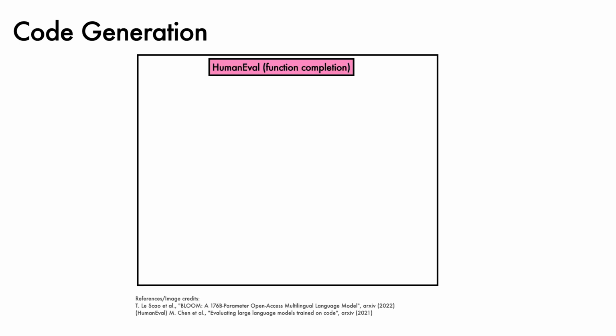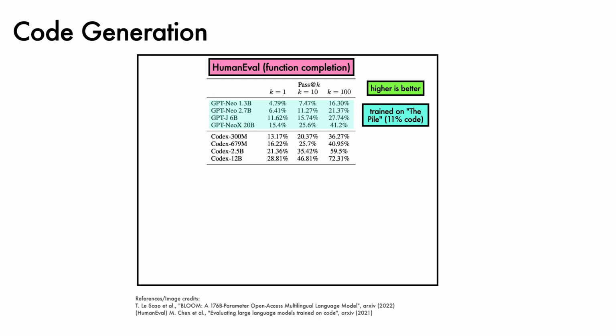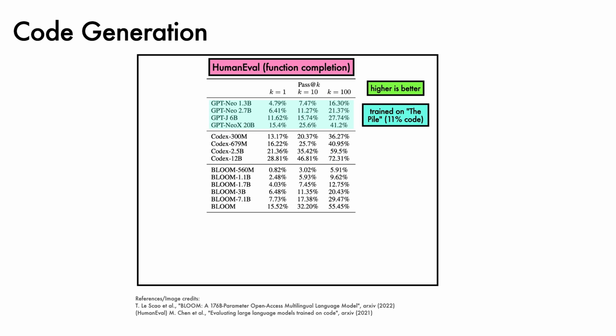Next, we look at code generation abilities on the HumanEval benchmark introduced by the Codex authors, reporting performance with pass@k for k equals 1, k equals 10, and k equals 100, where higher is better. One set of baselines includes GPT-Neo and GPT-J models that have been trained on the Pile, which contains approximately 11% code. The next baselines include Codex models fine-tuned directly on code. The Bloom models, trained on the ROOTS corpus, of which approximately 13% is code, perform in the same ballpark as the GPT-Neo and GPT-J models, but lag considerably behind Codex.